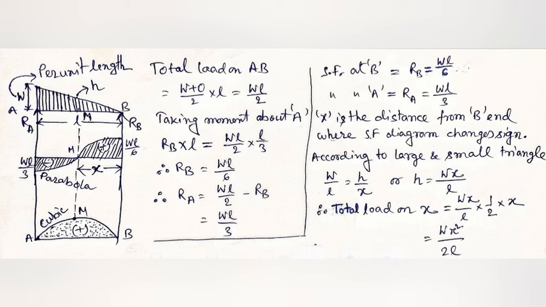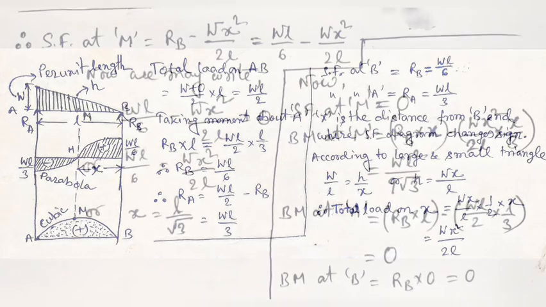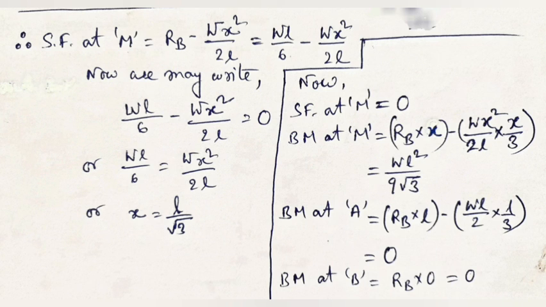The average load will be Wx by L by 2, and the total load up to point M will be Wx by 2L into x, equals Wx square by 2L. I previously said that Wx square by 2L will be equal to WL by 6, and from there we may get x equal to L by root 3, or 0.577 L.